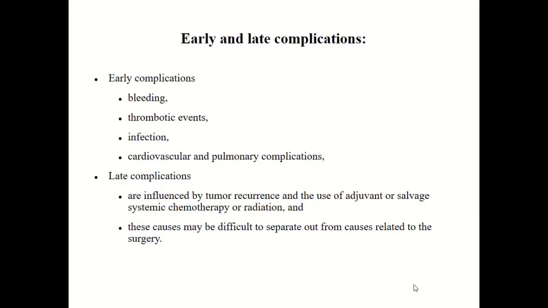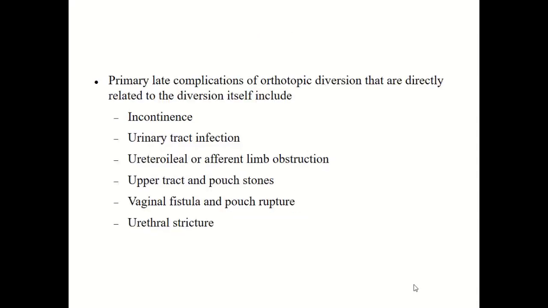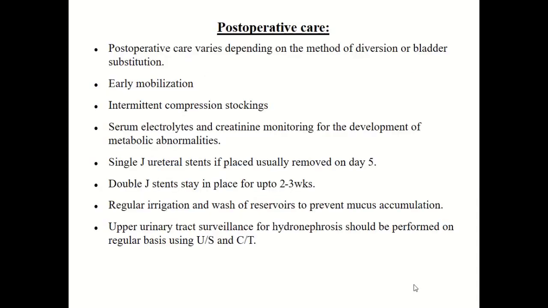Early and late complications. Early complications are related to the surgery, not the particular type of diversion: bleeding, thrombotic events, infection, cardiovascular and pulmonary complications. Late complications could be influenced by tumor recurrence and the use of adjuvant and salvage systemic chemotherapy or radiation. Primary late complications of the orthotopic diversion that are directly related to the diversion itself are incontinence, urinary tract infection, ureteroileal and afferent limb obstruction, upper tract and pouch stone, vaginal fistula and pouch rupture, and urethral stricture.